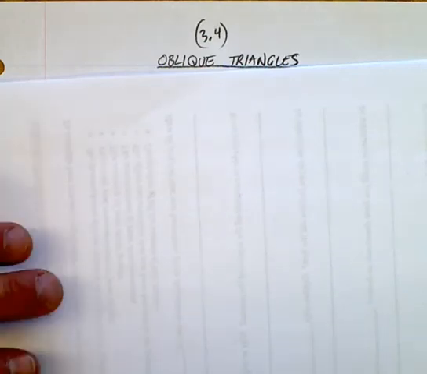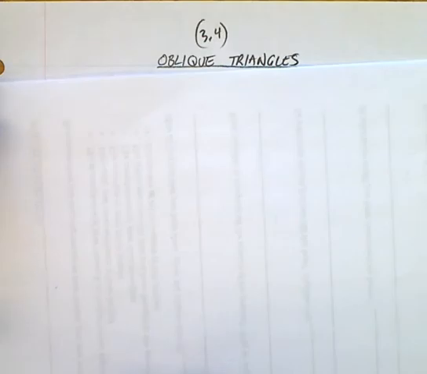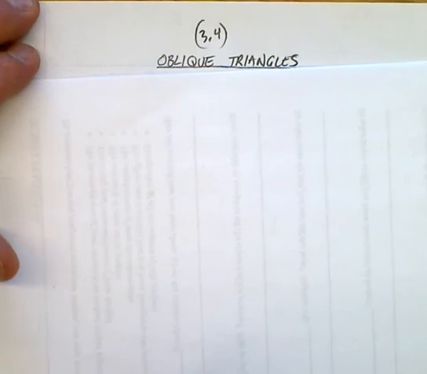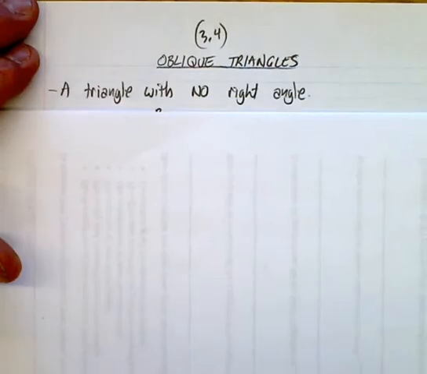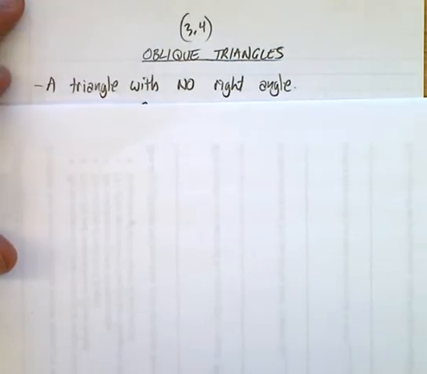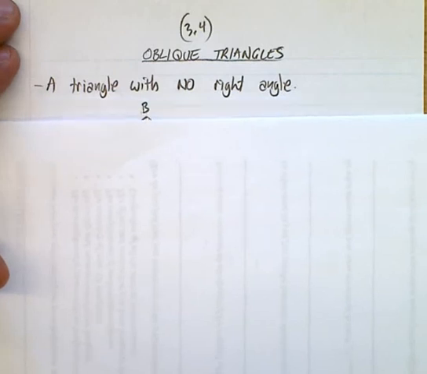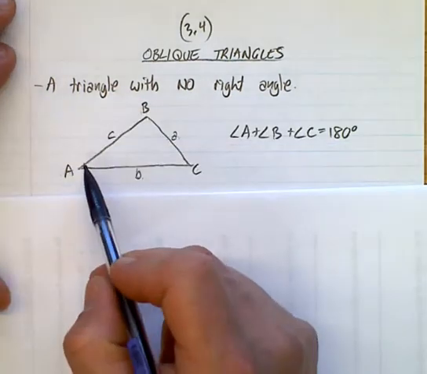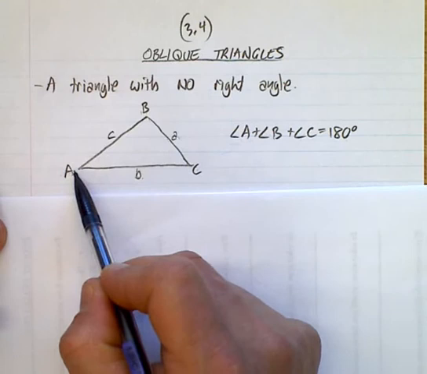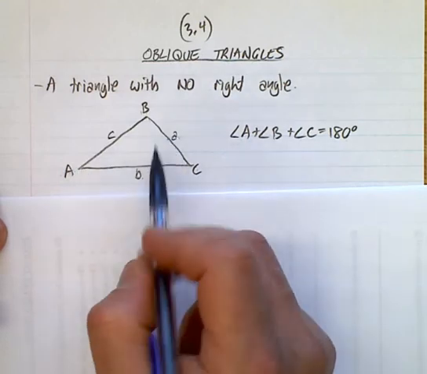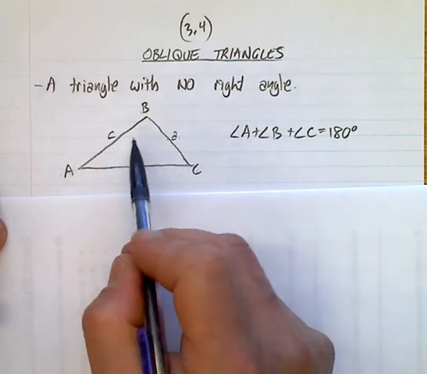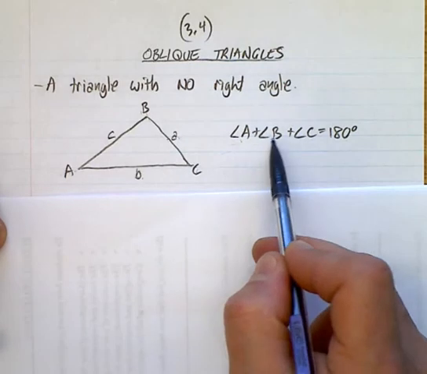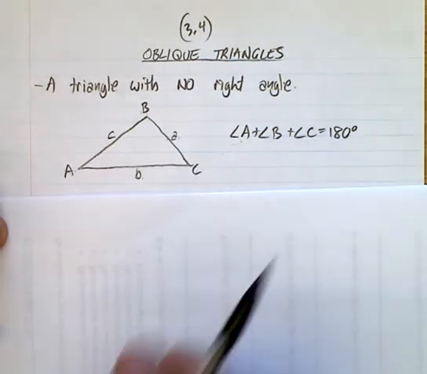Okay, today we're dealing with oblique triangles, section 3.4 in your book there. Oblique triangles basically are those that have no right angles in them. So naming them again, the sides are opposite the angles: angle A, side A, angle B, side B, angle C, side C. All three angles add up to 180 degrees.